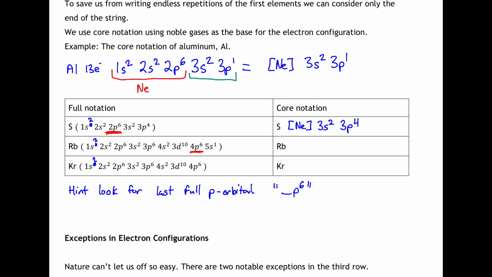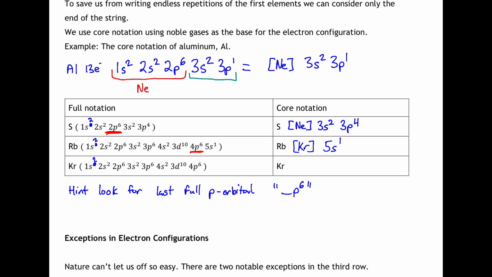What are we starting with? Which noble gas are we starting with? This is going to be krypton. So this is the krypton one. So we put krypton here. And then how many extras do we have? It's actually really quick. It's 5s1. And that's all that's left.